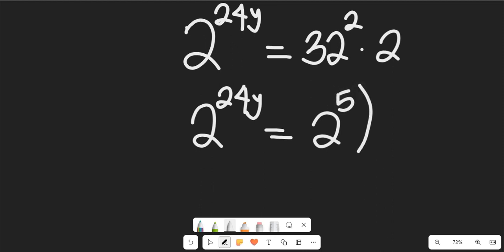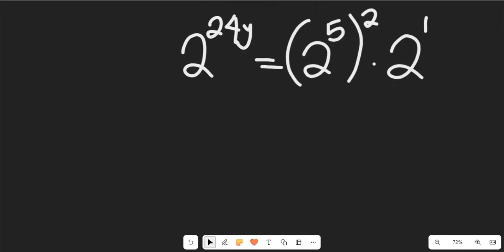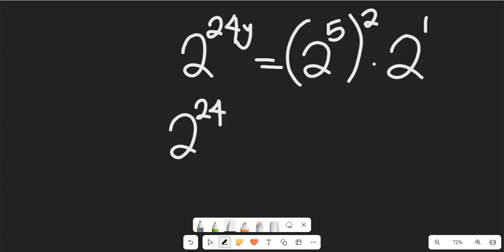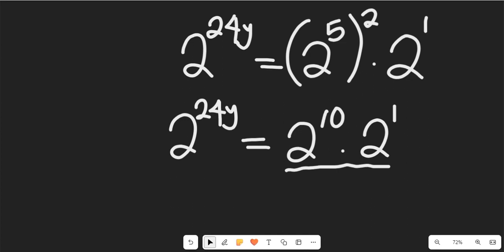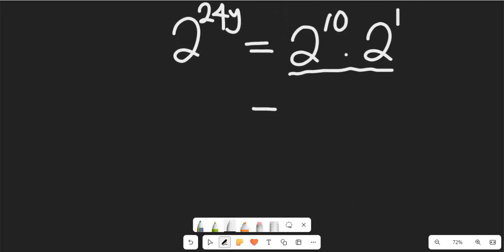Let's make everything have the base of 2 to have one common base, so 2 is 2 to the power of 1. That way we can have a common base and then take away the exponent. So this is going to give us 2 to the power of 24y, right, equal to 2 to the power of 10 multiplied by 2 to the power of 1. Now recall the law of indices. The multiplication law of indices tells us that since those two have a common base, the exponents will add up, and that will give us 10 plus 1, which is 11.